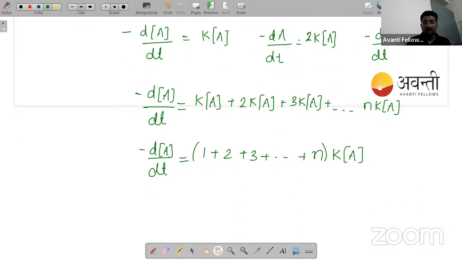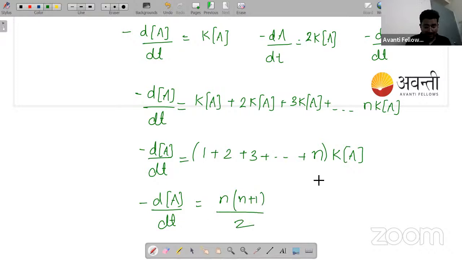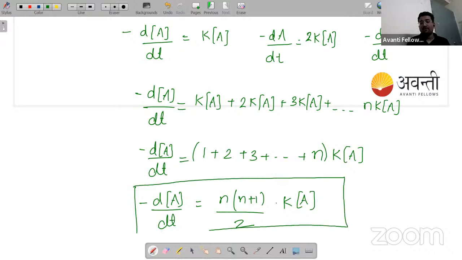So we are getting here a series 1 plus 2 plus 3 up to N. And we all know that the sum of this series is N into N plus 1 by 2. If we add this series, we will get N into N plus 1 by 2 into K into A. So this is the overall rate equation, minus dA by dt equal to N into N plus 1 by 2 K into A. Is that clear? So this is our correct answer.